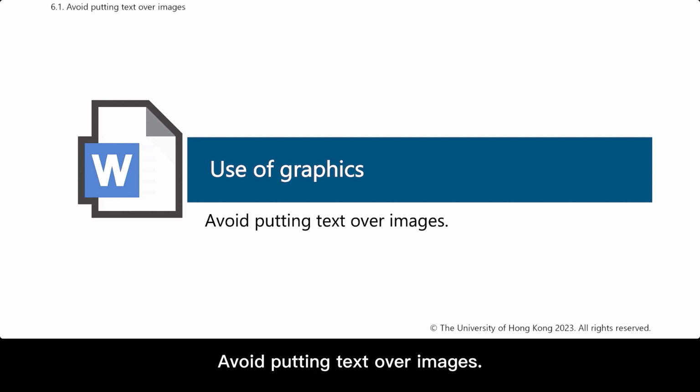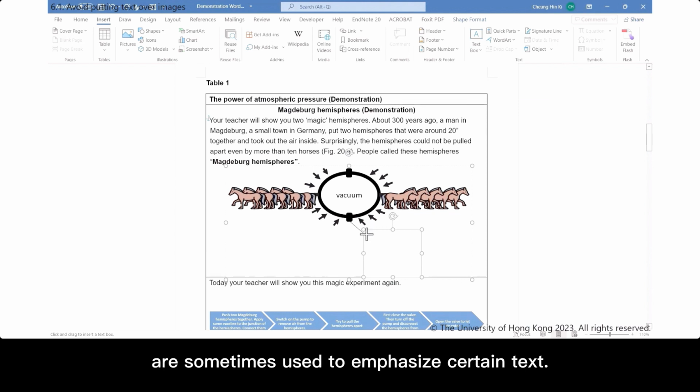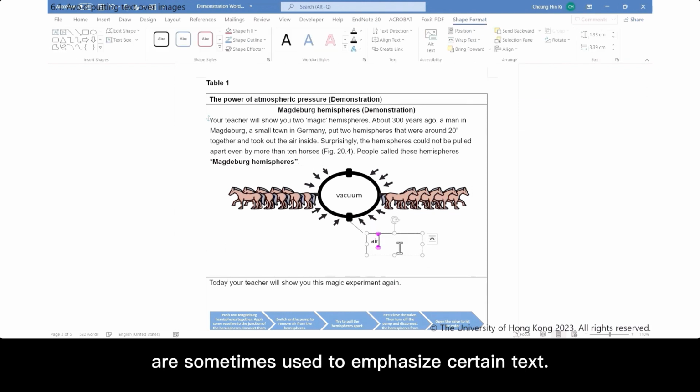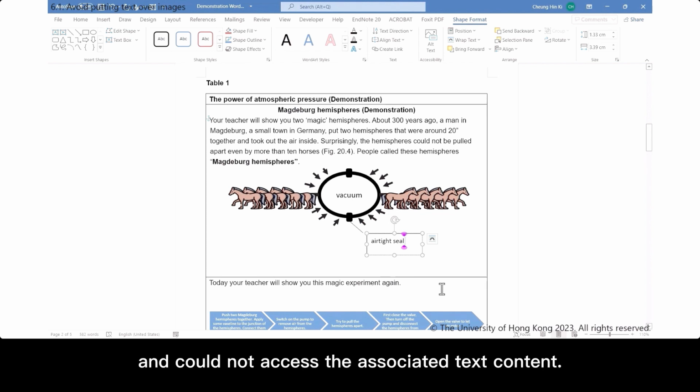Avoid putting text over images. Different shapes such as speech bubbles are sometimes used to emphasize certain text. Assistive technologies such as screen readers may not identify these shapes and could not access the associated text content. It is suggested to avoid putting important text over images. It may interfere with reading.